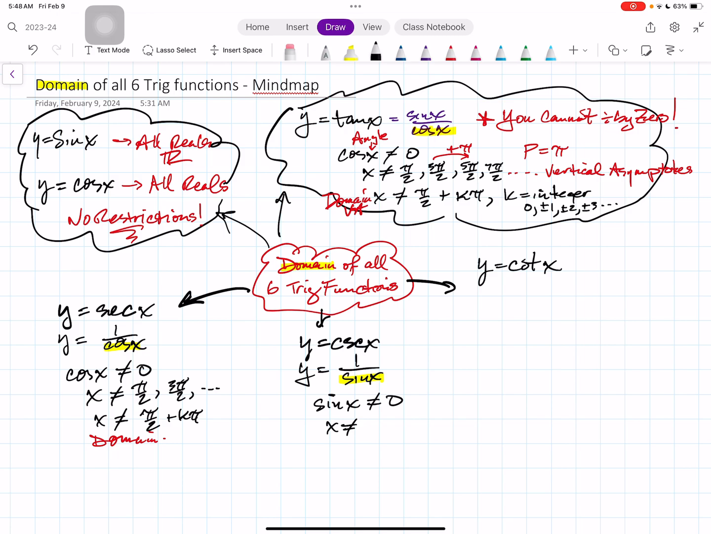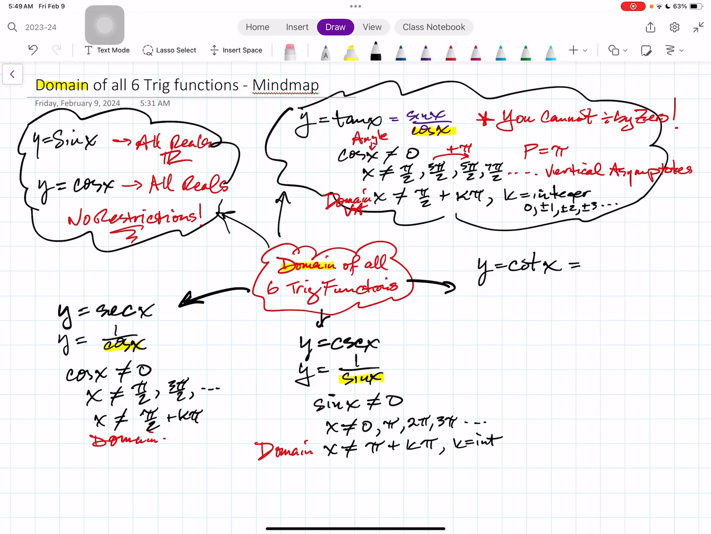So x cannot be equal to 0. It cannot be equal to pi. It cannot be equal to 2 pi, 3 pi, and so on. So x cannot be equal to pi plus k pi. Just simply means you add multiples of pi right here. So k is some integer. All right, and that's the domain of the cosecant function. So again, our end result here is the domain. And again, that's where the vertical asymptotes are going to come in because the function is not defined there. Okie dokie.